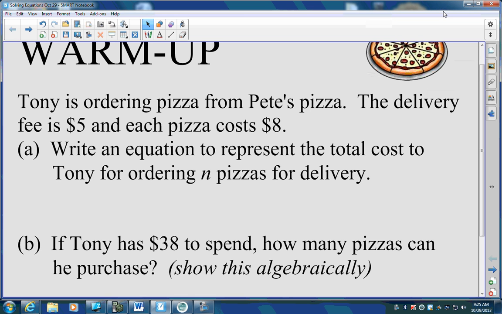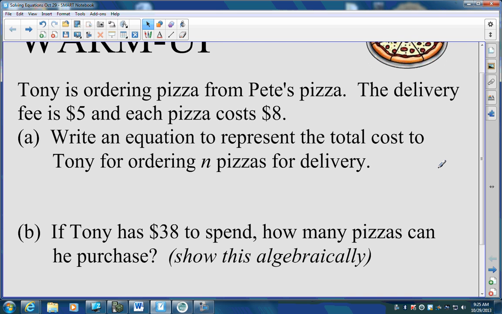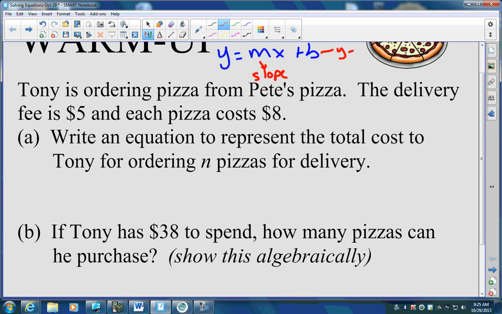Okay, this problem says Tony is ordering pizza from Pete's Pizza. The delivery fee is $5 and each pizza costs $8. We need to remember that when we write equations, we have y equals mx plus b. M is the slope. B is the y-intercept. The y-intercept is a one-time charge. The slope is something that's our rate of change.